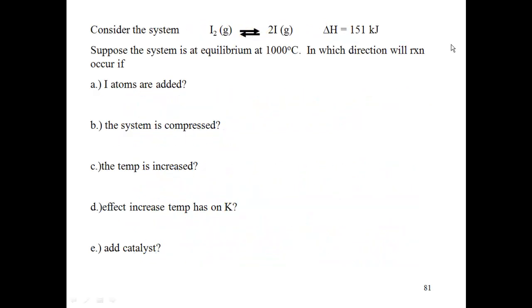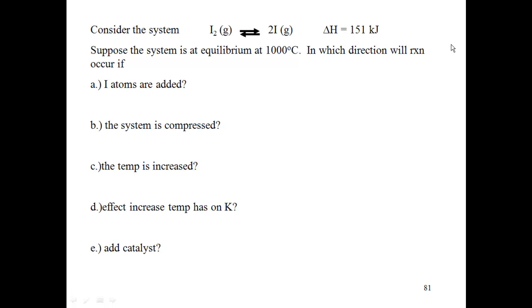Let's look at a question. I have I2, iodine, going to 2I, with a delta H of 151 kilojoules. Suppose the system's at equilibrium at 1000 degrees C. In which direction will the reaction occur if I do one of the following things?